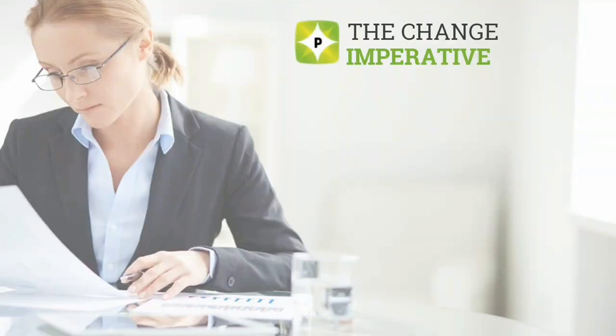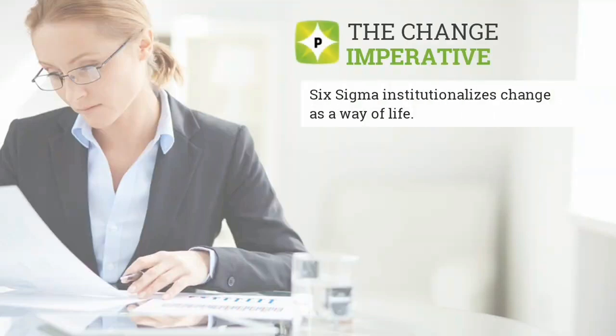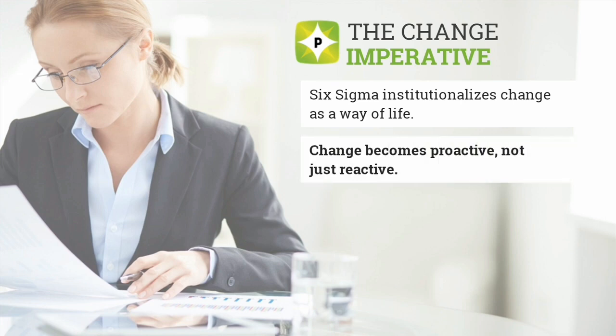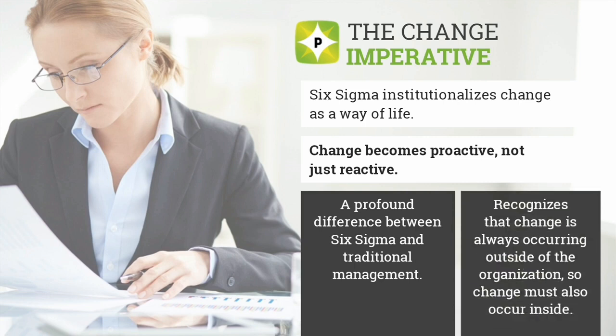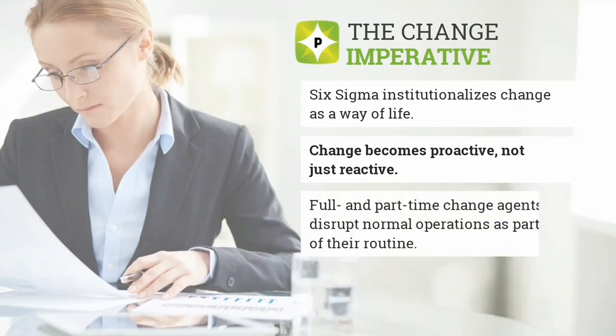In Six Sigma organizations, change is the norm. Changes are made before something happens that makes it obvious to everyone that change is needed. This is very different than a traditional organization, where change is usually avoided until absolutely necessary. Six Sigma organizations are constantly looking for things to change. Six Sigma organizations employ people whose job it is to make changes.